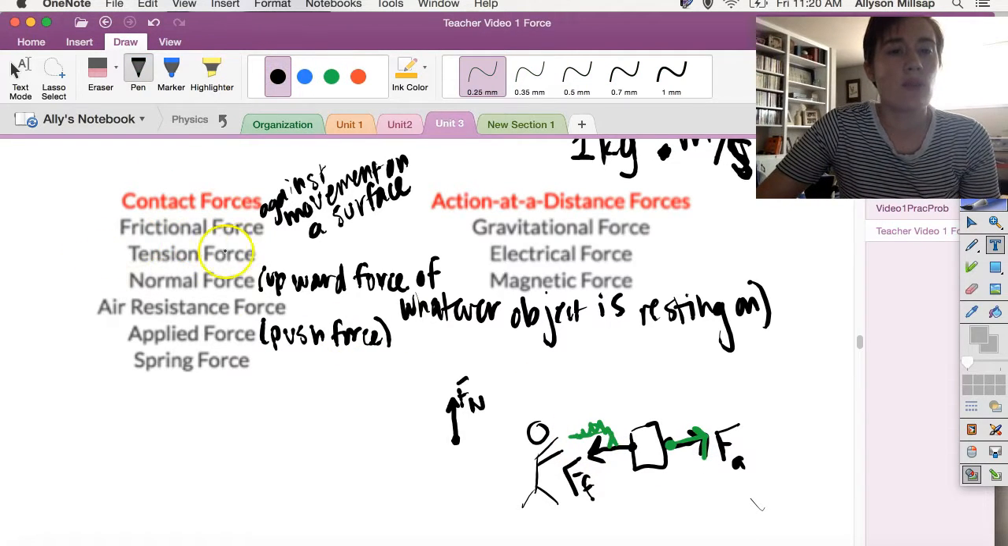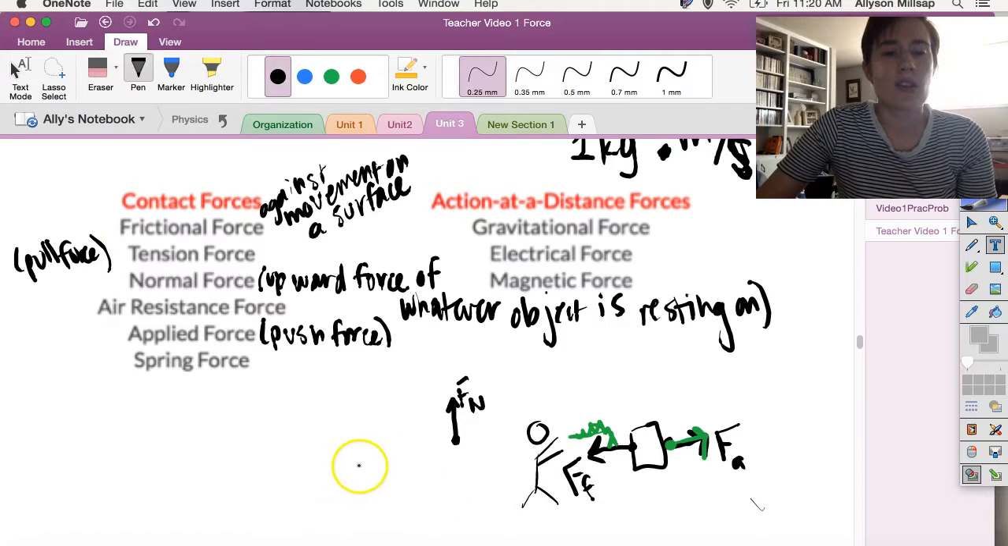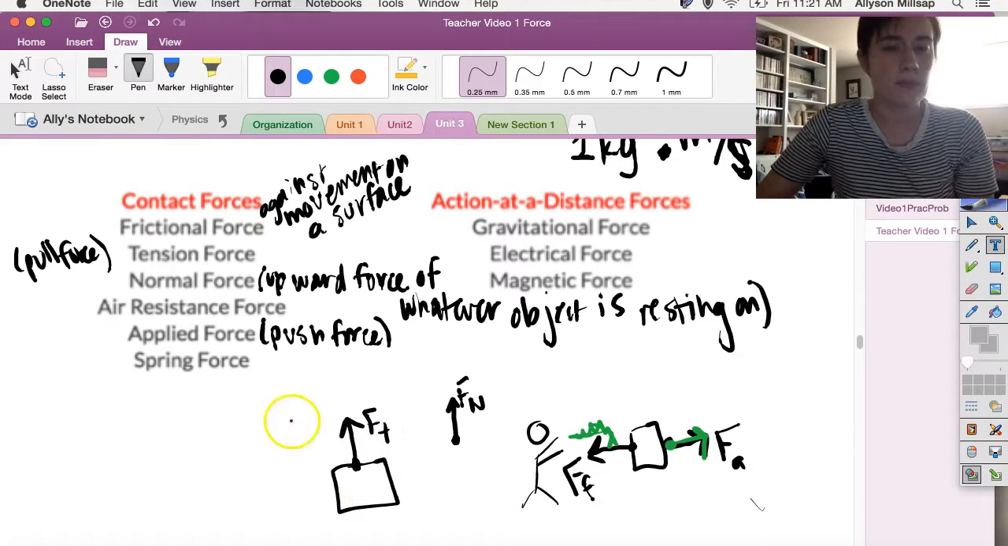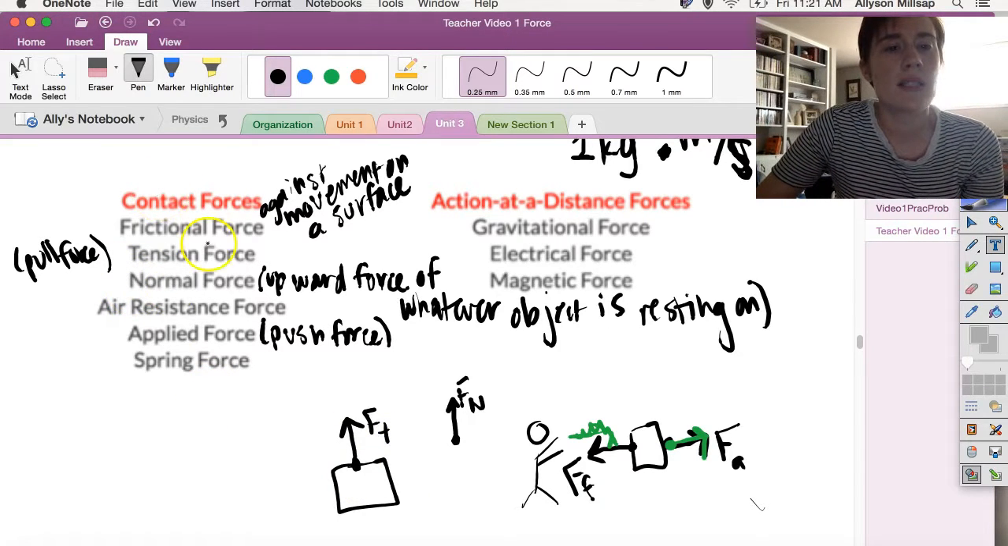Okay, tension force is the pull force. That's if here's an object and you're holding it by a string, okay? The pull force right here that's pulling it upward is your tension force. Let's see, what else have we not talked about?